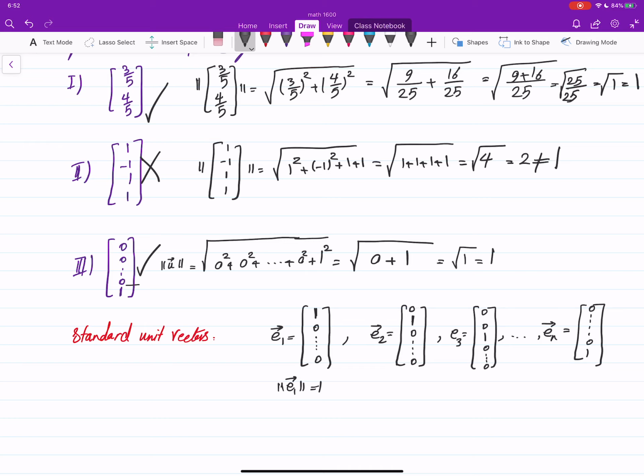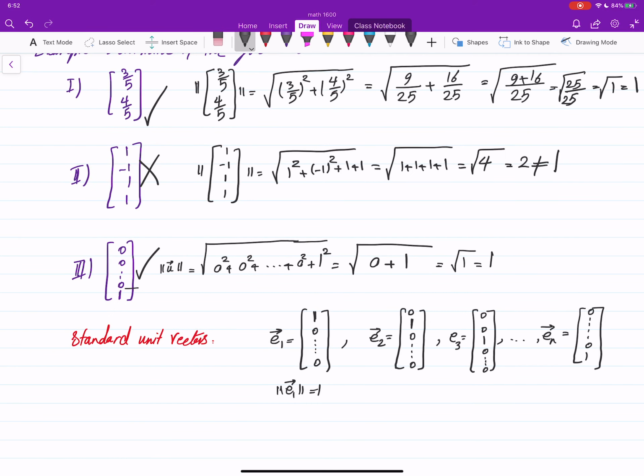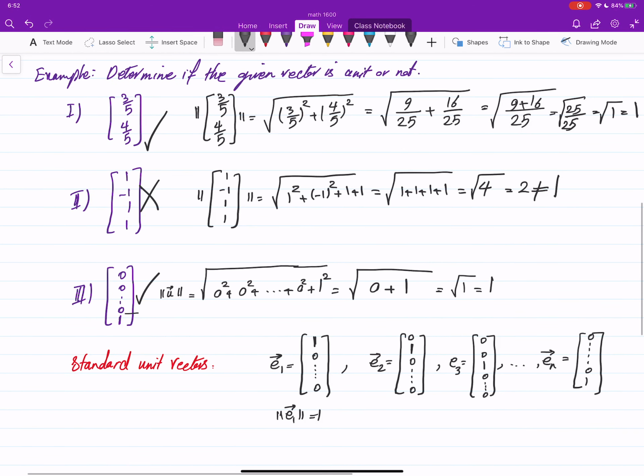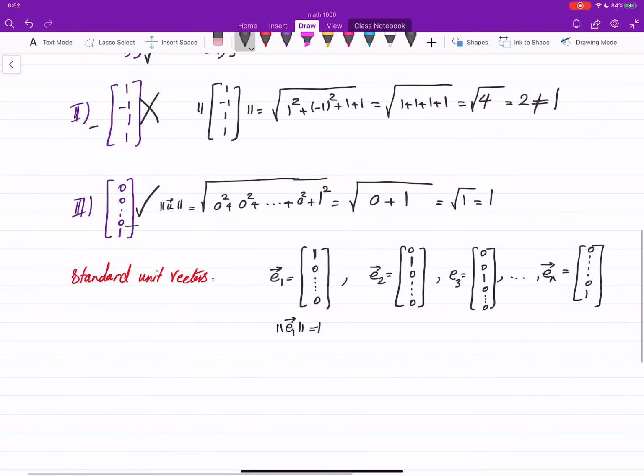Okay, now the question comes that, okay, if you have a vector, for example, this one, which is not unit, then how do you find a unit vector, or basically what is its direction? This is what your book likes to call as normalizing vectors. So normalizing a vector.